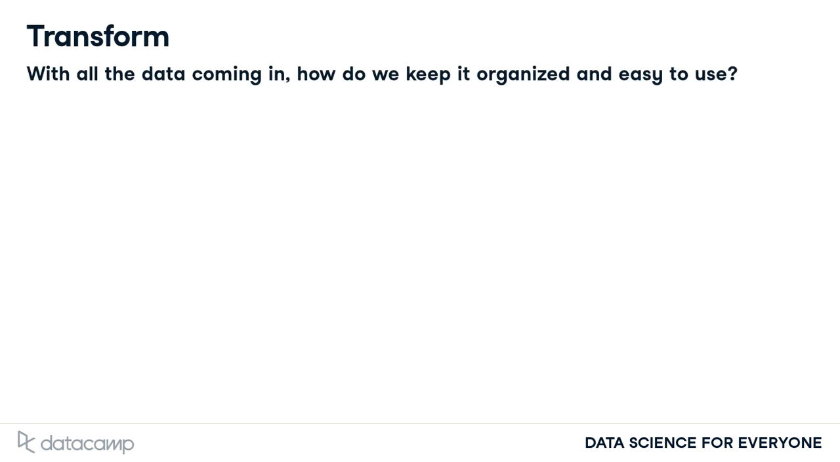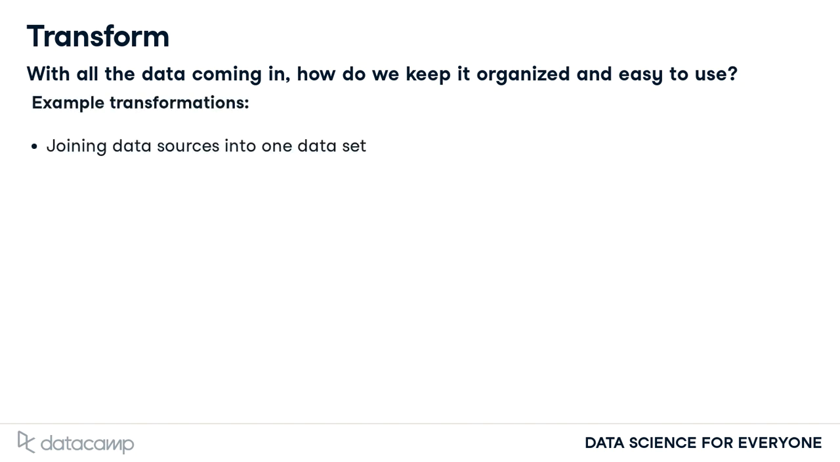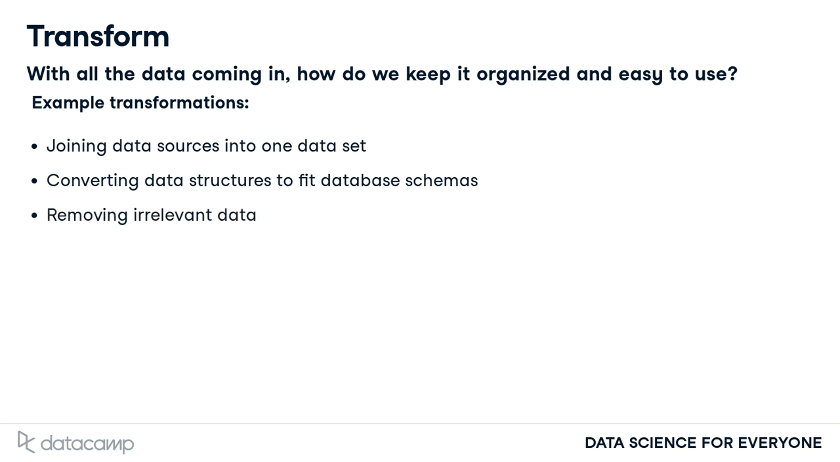In this stage, we transform data to make sure data stays organized so that others can easily find relevant data and use it. A common transformation is joining data from different sources into one dataset. Another is converting the incoming data structure to fit a database schema. A database schema informs us how data must be structured before loading it in. A transformation can also be removing irrelevant data. For example, the Twitter API not only gives you a tweet, but other details, like the number of followers the author has, which is not useful in our scenario, so we shouldn't store it.